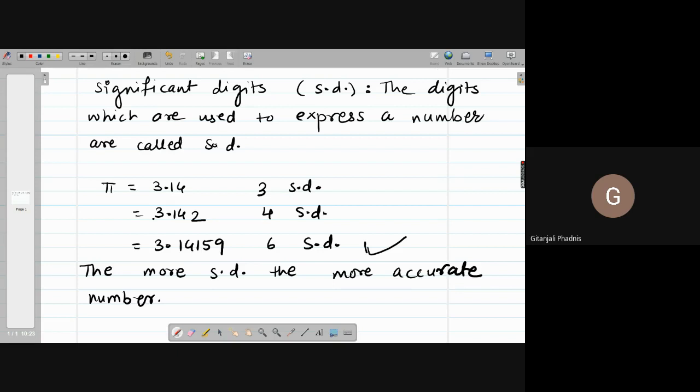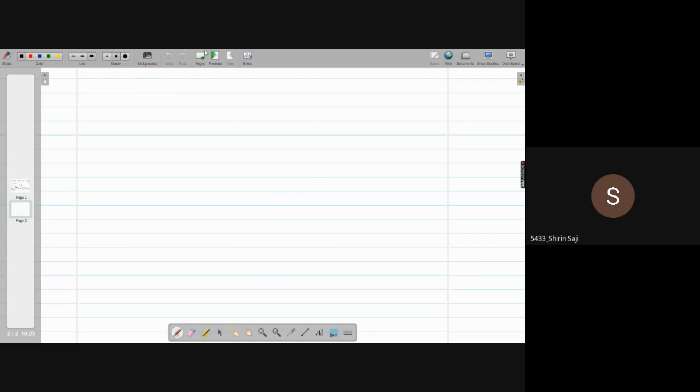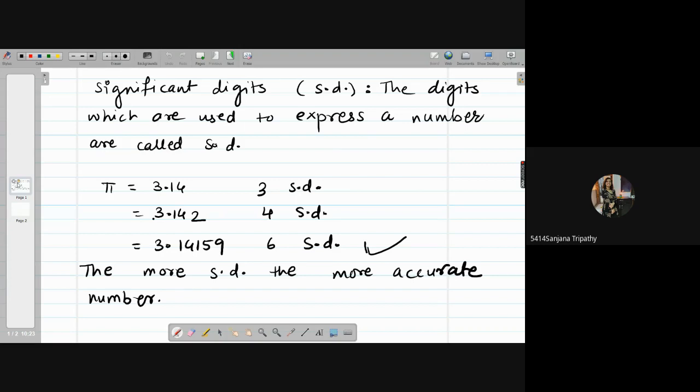Finished writing? Yes. Ma'am, can you show the previous page? Just the last line, what is written. Okay. Yes, ma'am, over. Thank you, ma'am.